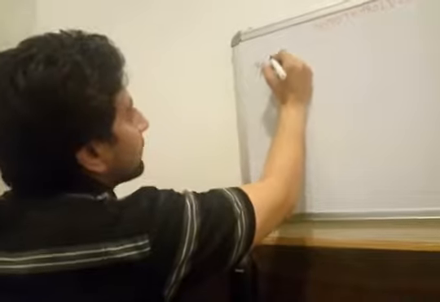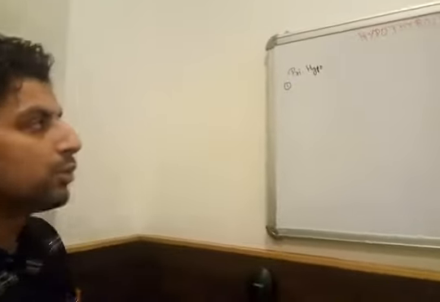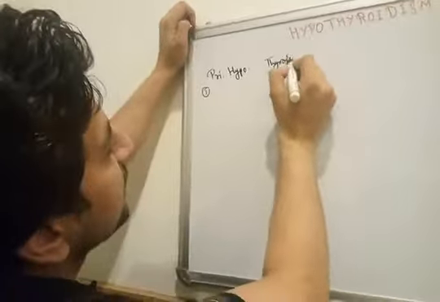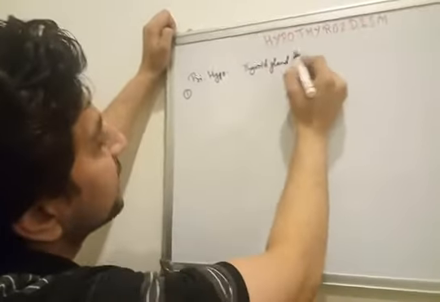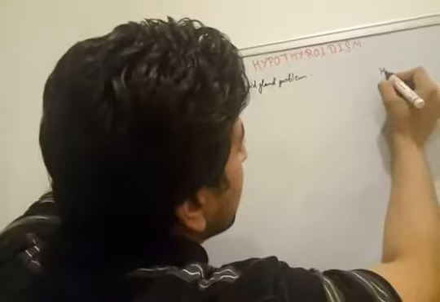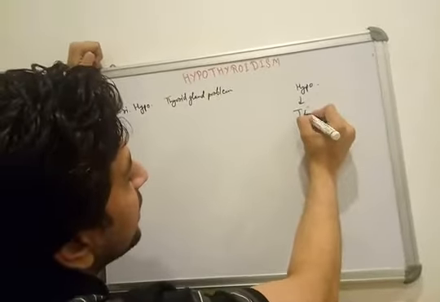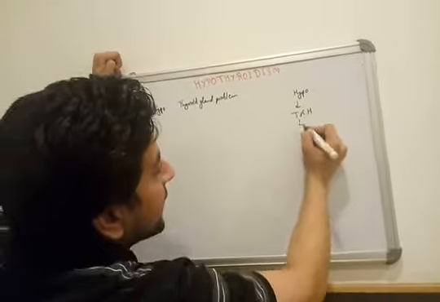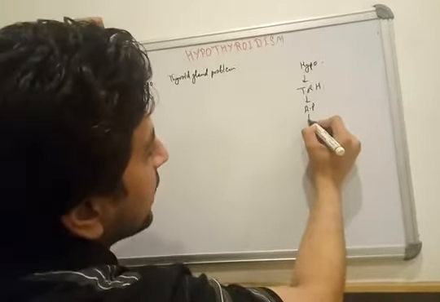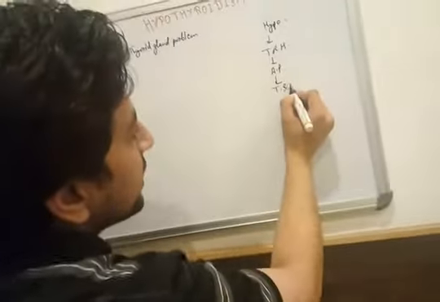Firstly, primary hypothyroidism. I'm going to write it this way: hypothyroidism, primary. And what kind of hypothyroidism? Firstly, we have to know what the problem was. Here, in primary, the problem is in the thyroid gland, a reduction in the thyroid gland. So hypothalamus, I'm going to write it this way. It is the hypothalamus, then thyroid releasing hormone, then it goes to the anterior pituitary, and then the anterior pituitary releases TSH, thyroid stimulating hormone.